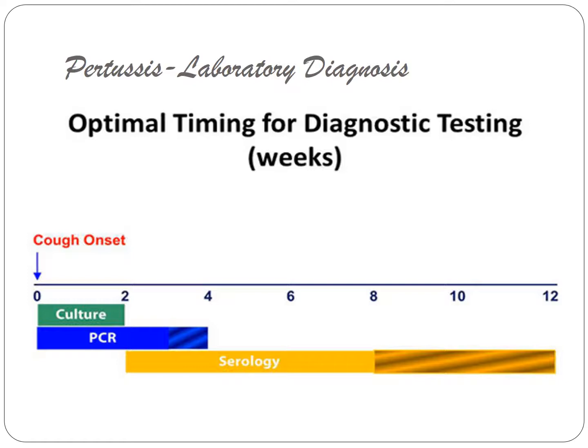So, if culture is performed later in the course of the illness, that is more than 2 weeks after the cough onset, or on specimens from persons who have received antibiotics or have been vaccinated, then the sensitivity of the culture is decreased, and the risk of false negatives increases.